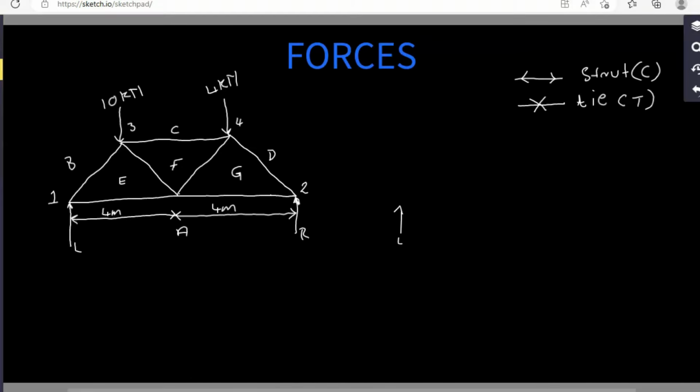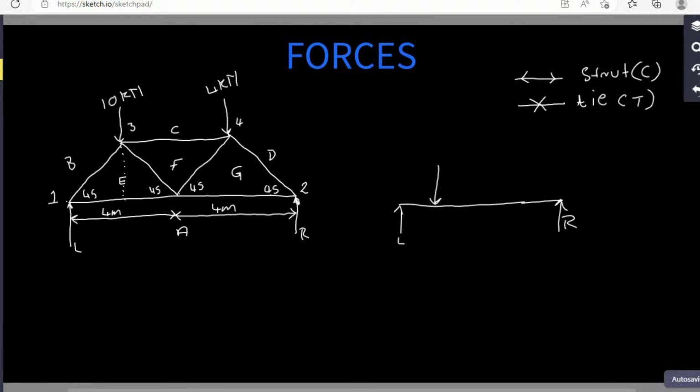We are going to do them as we will do with a normal beam. This is L and we have R. We have a force acting here, and sorry, I forgot to put the angles here. It's 45 here. It's 45 here. Same thing. And it's 45 here. So this is in the middle.